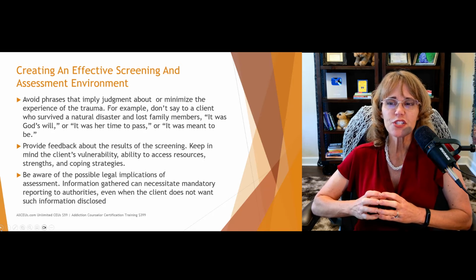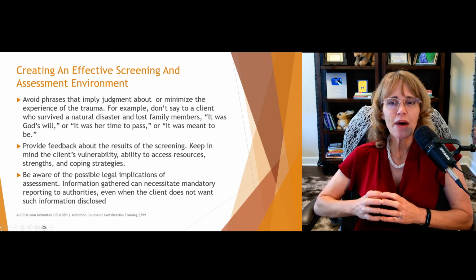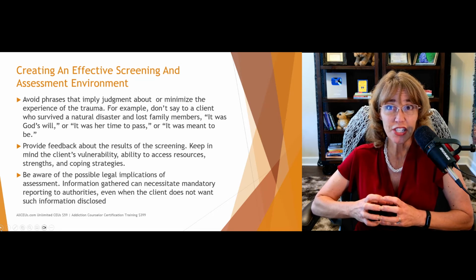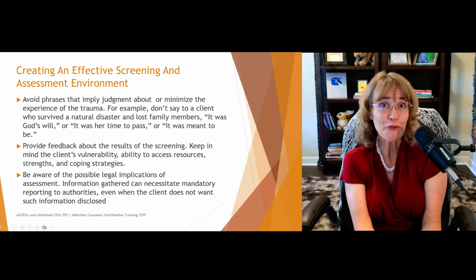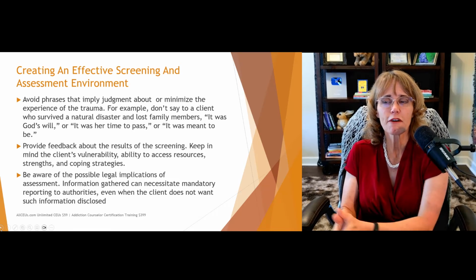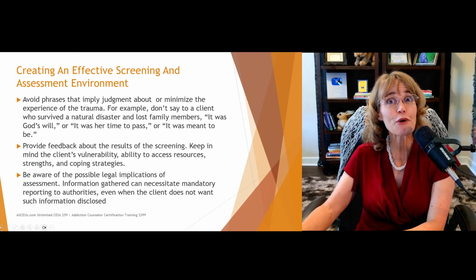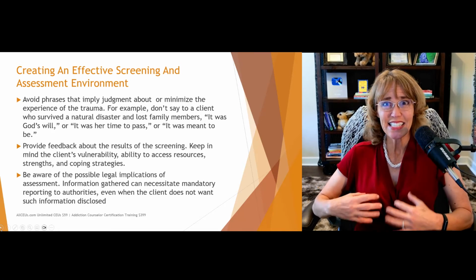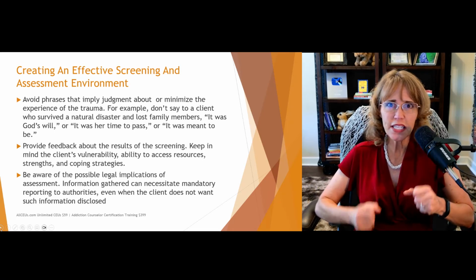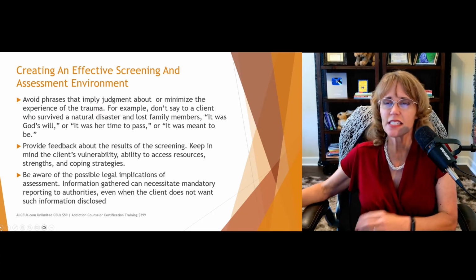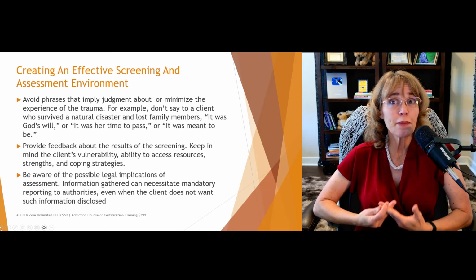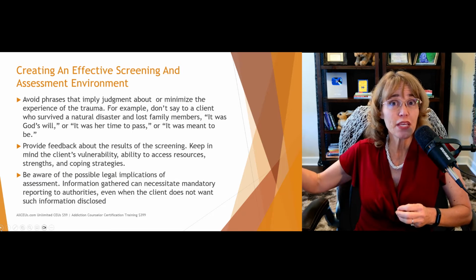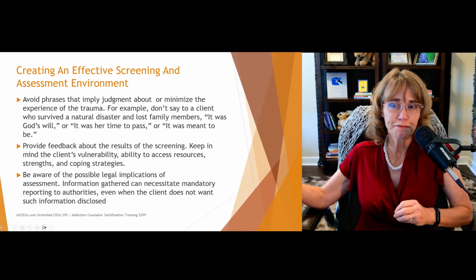Provide feedback about the results of the screening to the person. Keep in mind the client's vulnerability, ability to access resources, strengths, and coping strategies. If they have something going on and you're going to make a referral, make sure that you're making an appropriate referral and don't give them more than they can process at that sitting. You don't need to do a deep dive into all the explanations. Just say, "It seems like you may be struggling with depression or addiction, and I think this might be a good resource for you, and this is why."